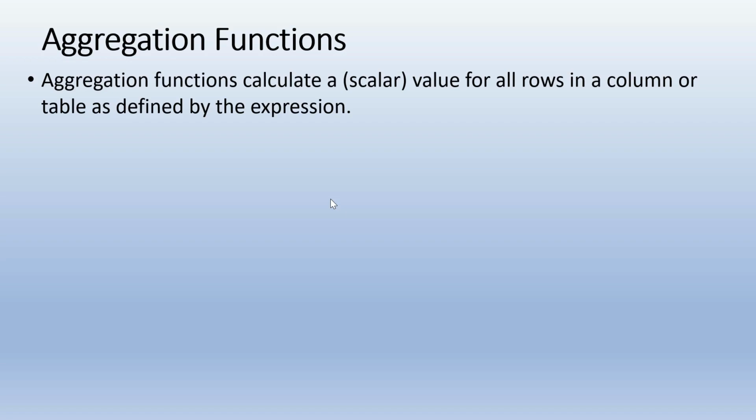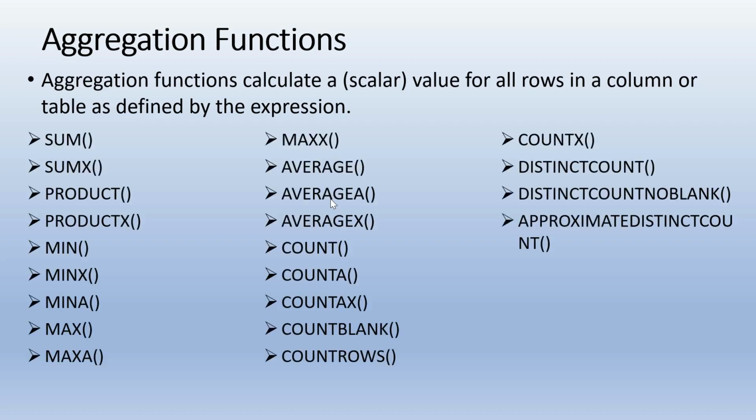So we have specific dedicated aggregation functions in Power BI. This is the basic list: sum function, product, min, max, average, and specific count functions. And we have more categories of sum function, like we have two kinds of scenarios in sum and product. We will be covering all these things.